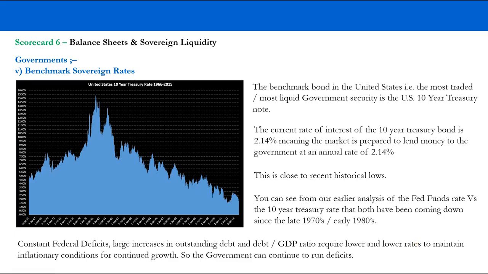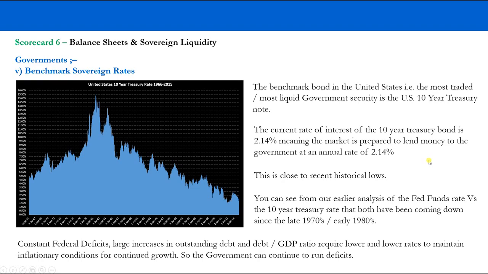The benchmark bond in the United States, so the most traded or most liquid government security, is the US 10-year Treasury note. And the current rate of interest, as you'll see in the spreadsheet when you download the data, for the 10-year Treasury bond is 2.14% at the time of making the video course, meaning the market is basically prepared to lend money to the government at an annual rate of just above 2%, so 2.14%. And we can see by looking at the chart that this is close to recent historical lows.